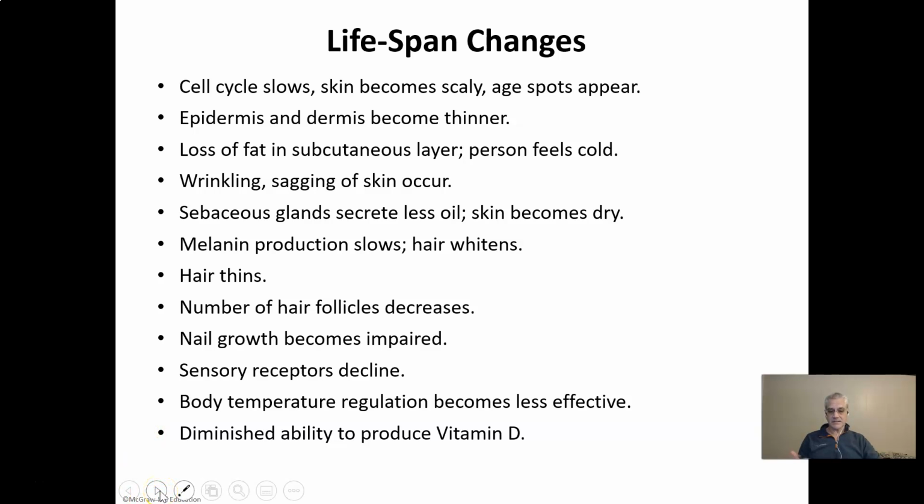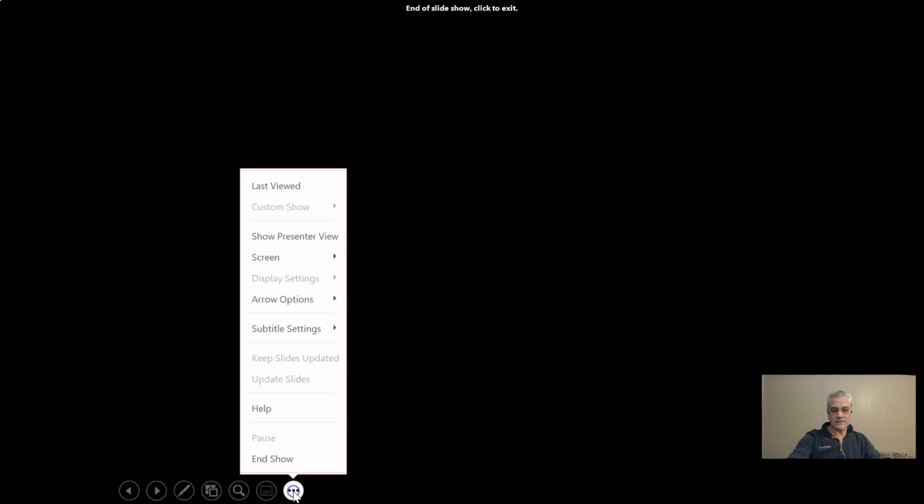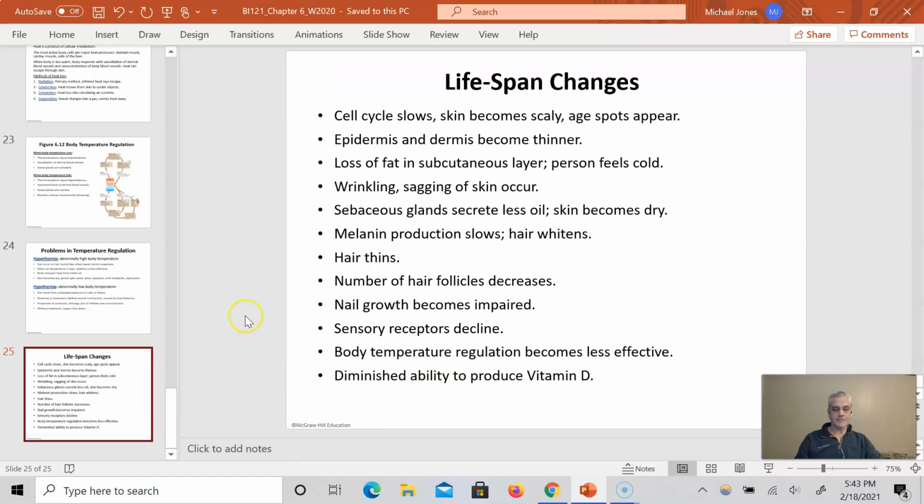All right, I believe that's it. Yes, right. So, okay, that's the integumentary system. I will provide you with a study guide for this stuff, which will basically reinforce all of this.